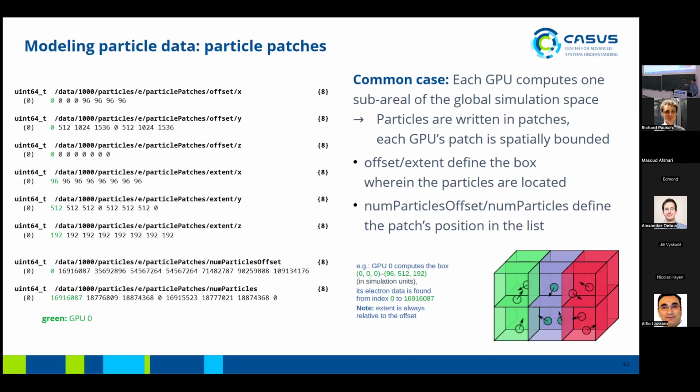So for example, for GPU 0, here in the slide as green, GPU 0 was in that simulation computing from 0 0 0 to 96, 512, 192 in simulation units. And we find those particles that are within that subregion in that slice of the vector. Just as a hint for if you want to store additional data for the directions where the basic particle mesh representation can be extended to.